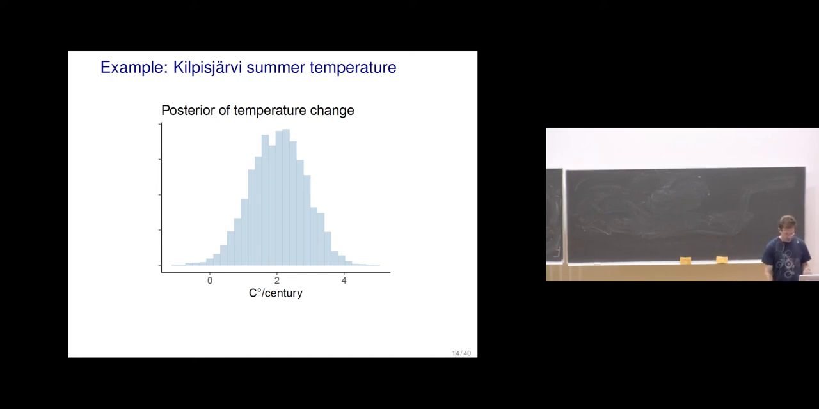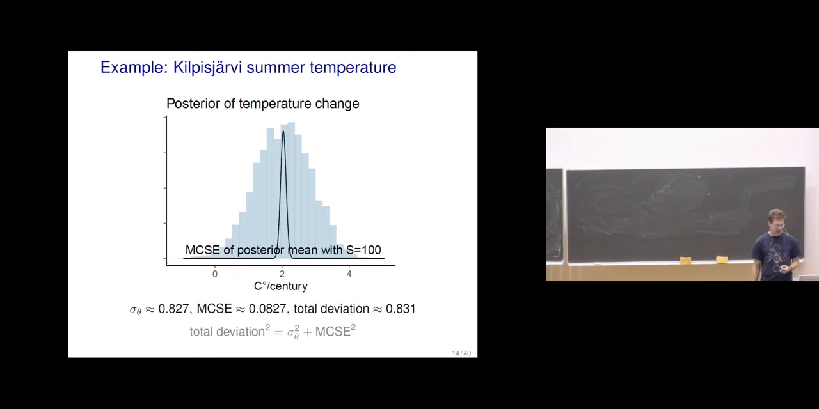Before looking at that part, let's just look at the posterior mean. The previous calculation showed that 100 draws could be sufficient. Here also, we can see that overall we are saying that the temperature change could be something between 0 and 4 degrees. We don't need in that case a more accurate estimate for the mean than what we now get.